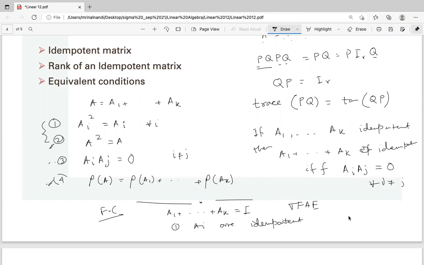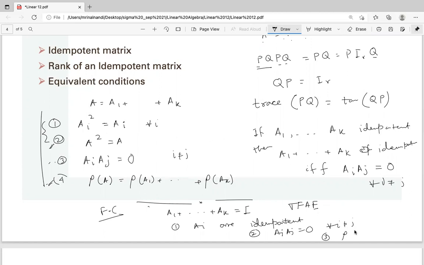All these A_i are idempotent. Clearly, the other equivalent conditions are A_i A_j is a null matrix for all i not equal to j, and the ranks are equal. So it is just a slightly modified version of this theorem. If you just take A in place of I, the second condition, I squared equal to I, is obvious. So one condition is automatically fulfilled.